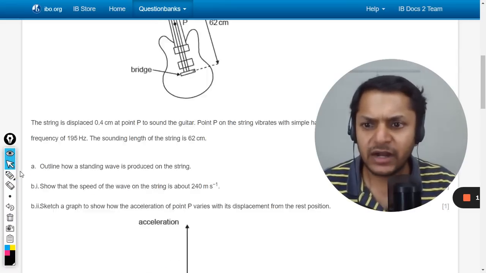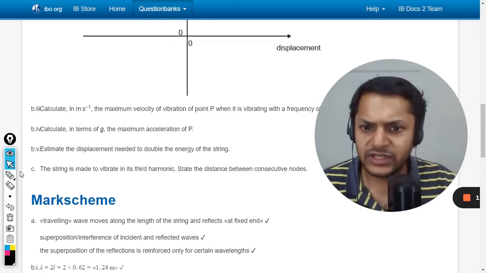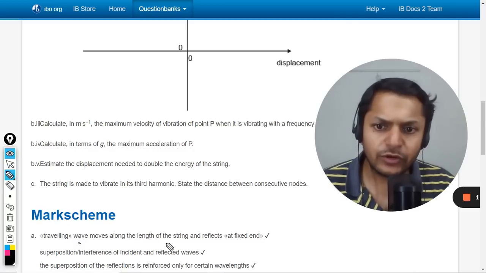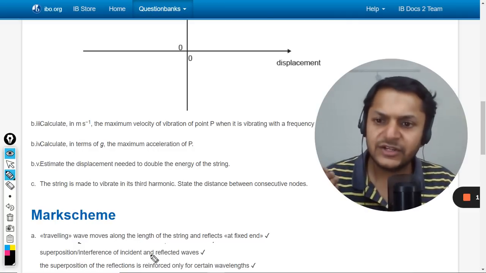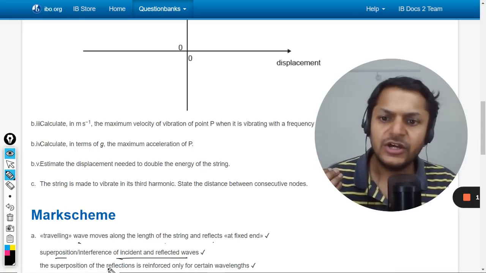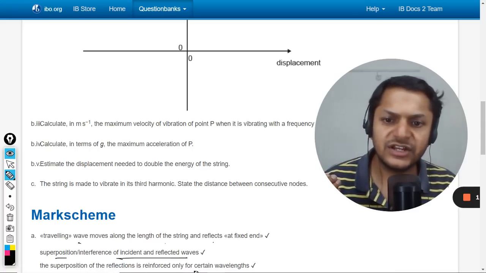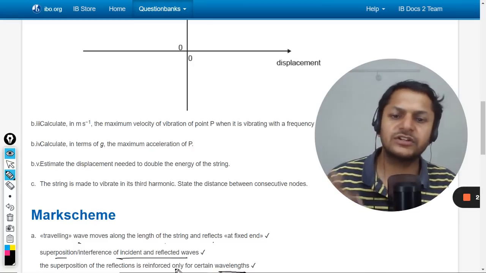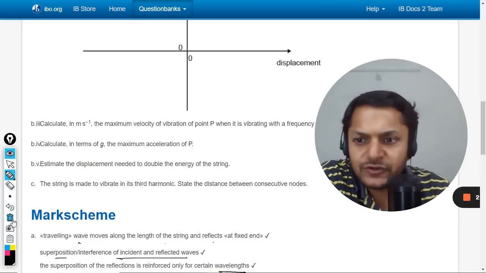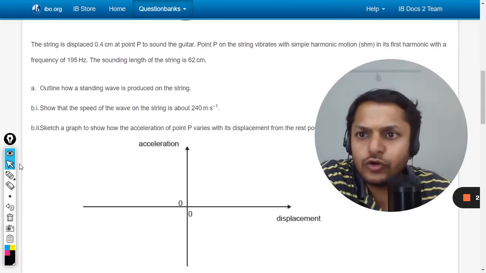And we can see the mark scheme, and I will read you the answer here. The answer here is the traveling waves move along the length of the string and they get reflected. Superposition of the incident and the reflected wave. The superposition of the reflection is reinforced only for certain wavelengths and all that. So this kind of description can be given for this question. Fine. Let us now go to B1.